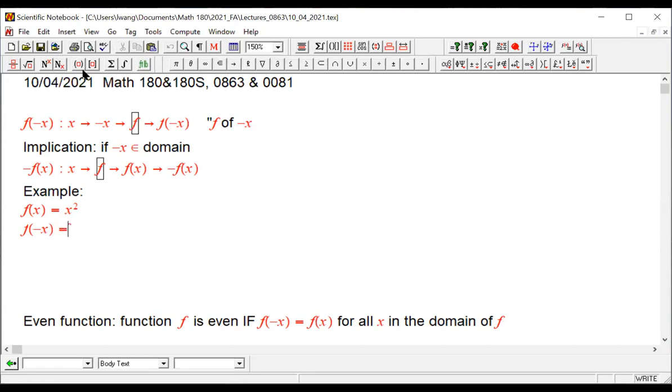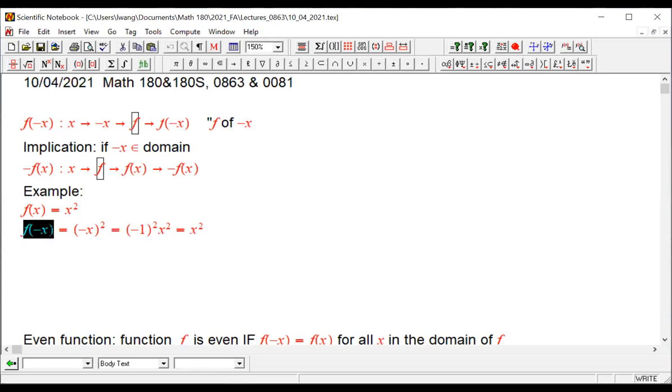Right? To process this, we just have to replace x by negative x. And the result is going to be, you're going to square -1, and then you're going to square x. It's going to be the same as x squared, because -1 squared is 1.